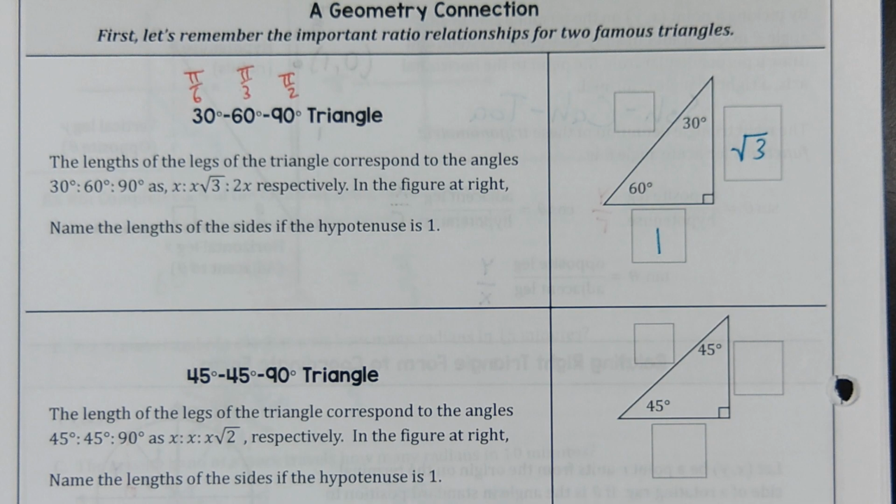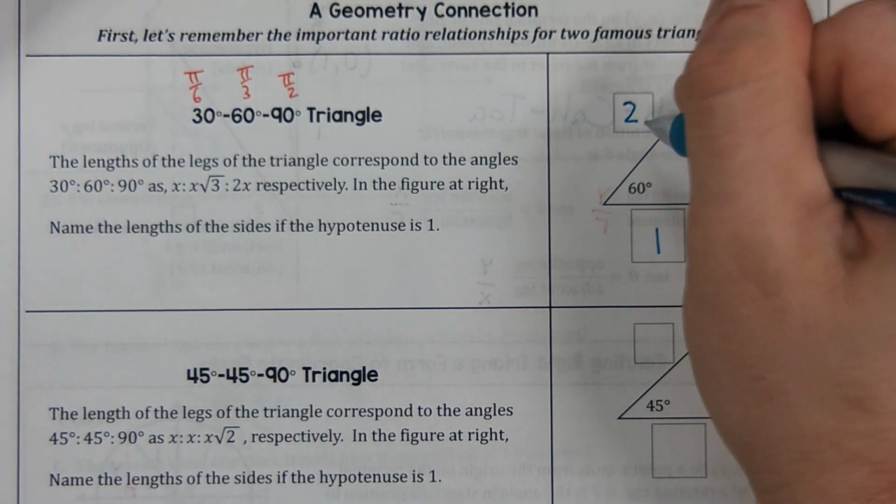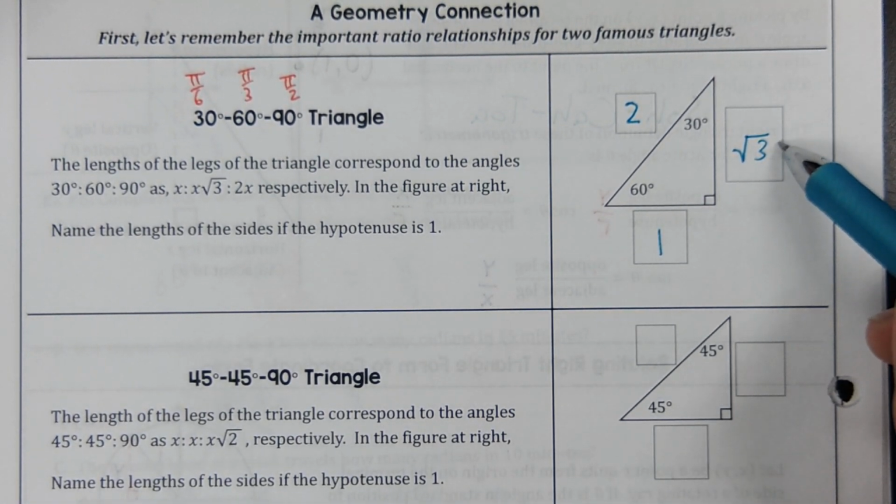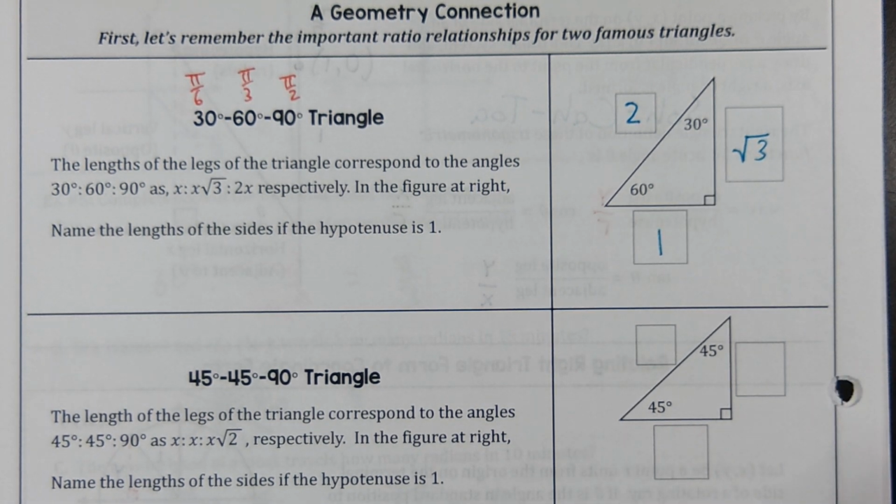And if you can remember the Pythagorean theorem, then you'll be able to easily find out that this hypotenuse is 2. 1 squared plus root 3 squared, which is 3, gets you 4. Square root of 4 is 2. And there you go. So this is a 30, 60, 90 triangle.